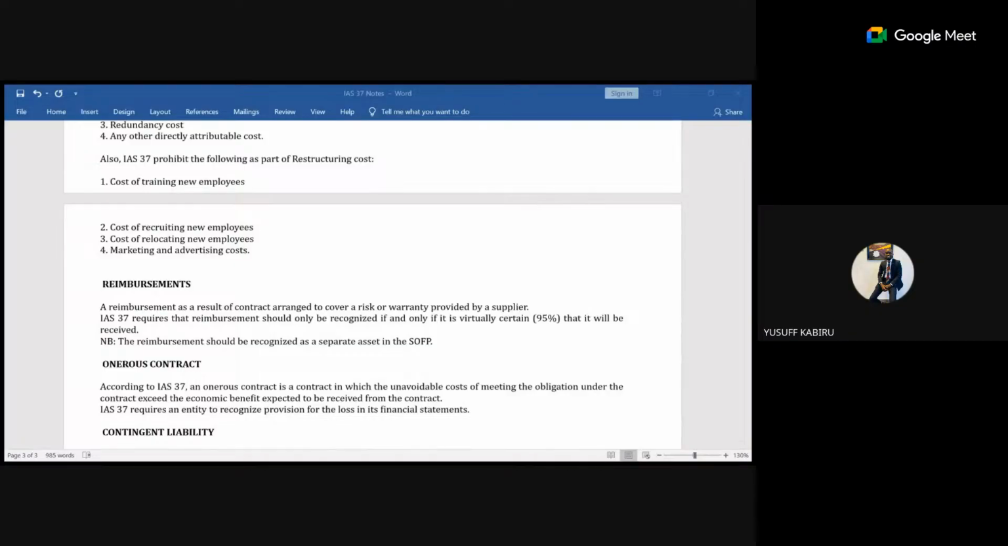Reimbursement costs. Please let's take note: reimbursement is like an asset. It is a situation whereby we are incurring a cost to make sure we are going to cover a risk.